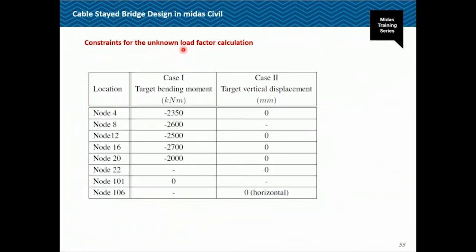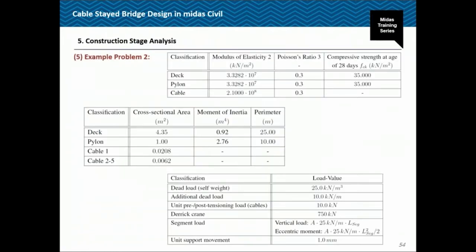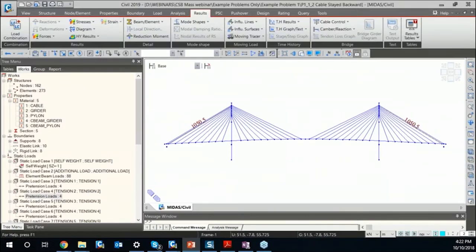Next is the constraints of the unknown load factor calculation. These constraints a designer has to determine first, because the unknown load factor is predominantly dependent on these constraints, and it's very influenced by them. One way these constraints can be calculated is where you support the deck through artificial supports. You can model one bridge. I'll show you a sample file.